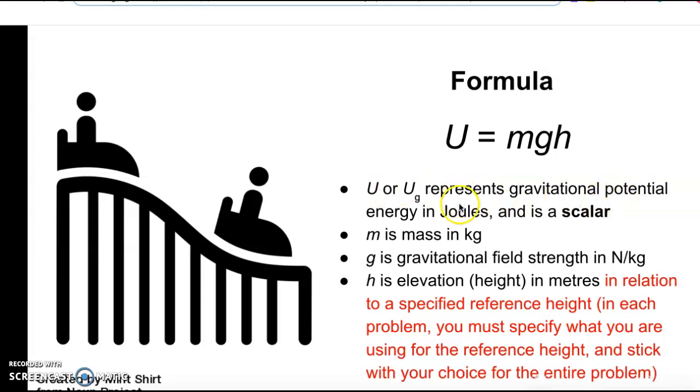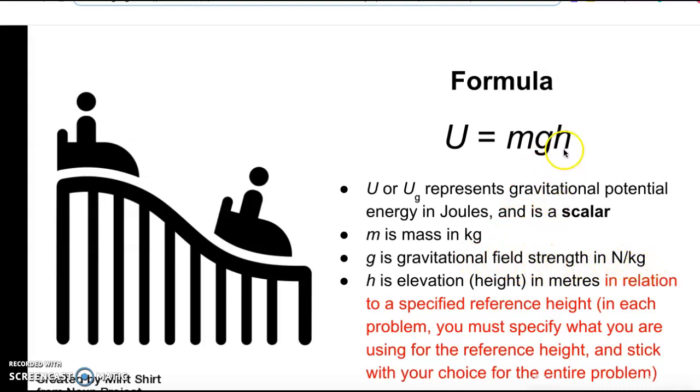The SI unit for energy is the joule. So just like kinetic energy is measured in joules and work is also measured in joules, gravitational potential energy is measured in joules, and it is a scalar quantity. So we do not add a direction for the gravitational potential energy. The m in the formula stands for mass. The units have to be kilograms in order to use this formula. So if it's given in grams or anything else, you have to convert it to kilograms first. g we're familiar with as 9.8 for the value for Earth, at least. That's the gravitational field strength in newtons per kilogram.